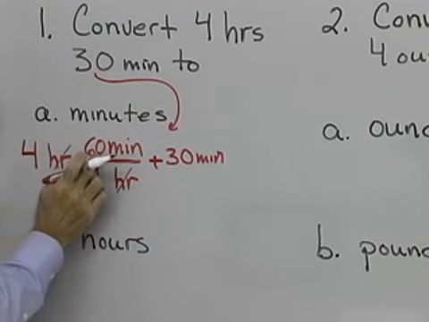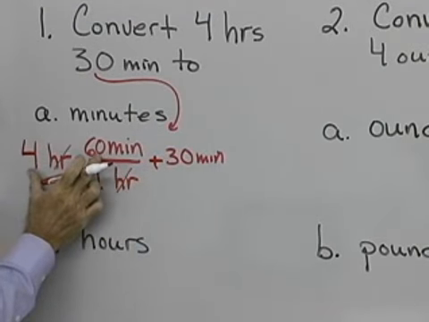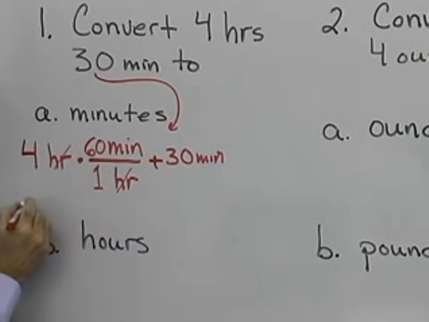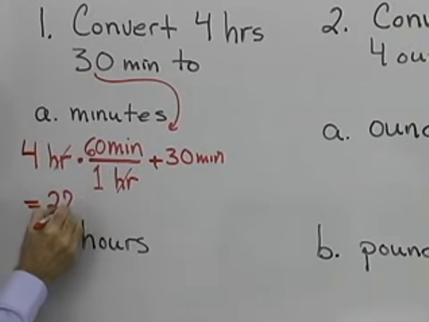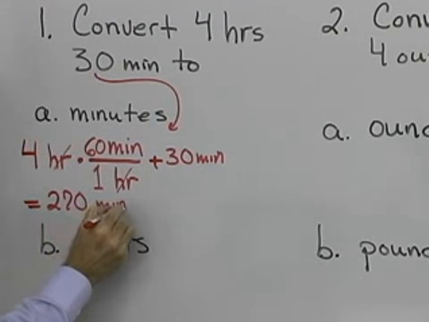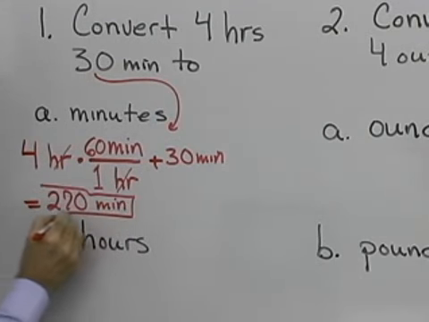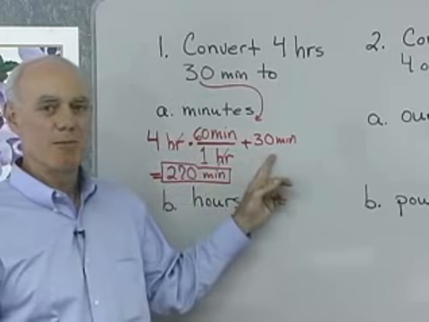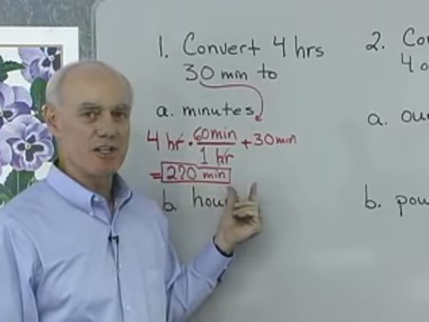Okay, so I have 4 times 60, which is 240 minutes, plus 30 minutes. That's going to give me 270 minutes. So when I convert 4 hours 30 minutes into just minutes, I get 270 minutes.